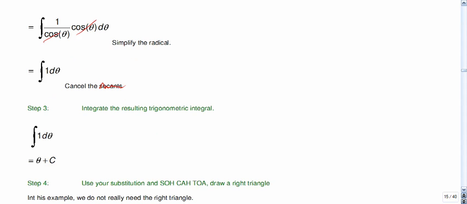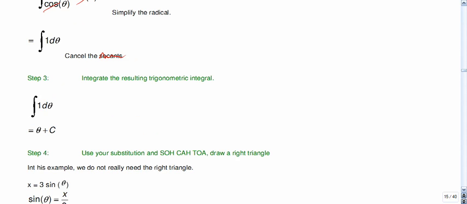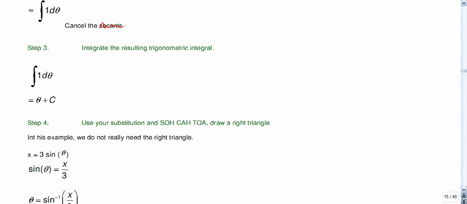Now, step 4, now that I finished my integration, I need to use my substitution and SOHCAHTOA to draw a right triangle. Quite frankly, in this example, we don't really need the right triangle. Because we have a theta, we don't need another trig function. So I'm going to actually not use it at this point, because I don't need sine, cosine, tangent. I don't need a trig function.